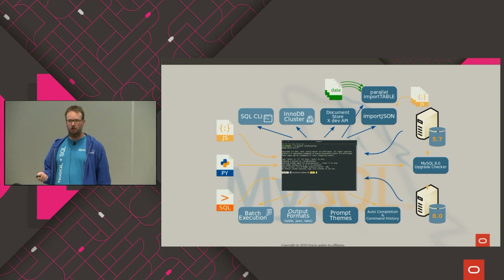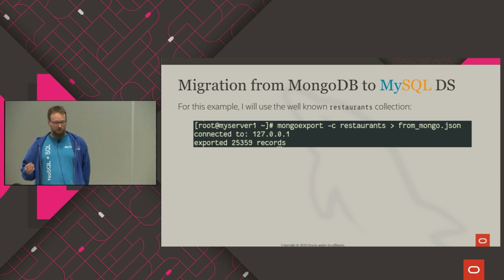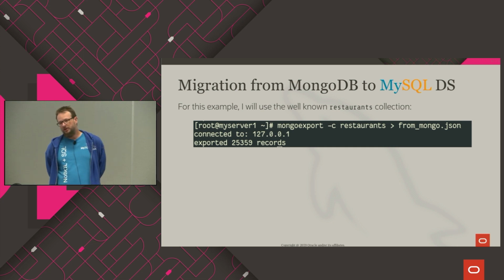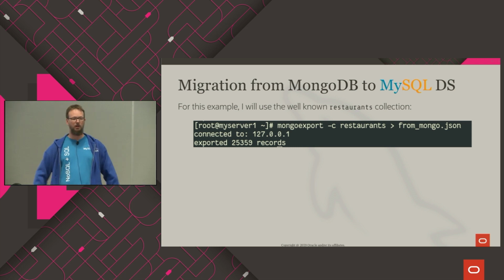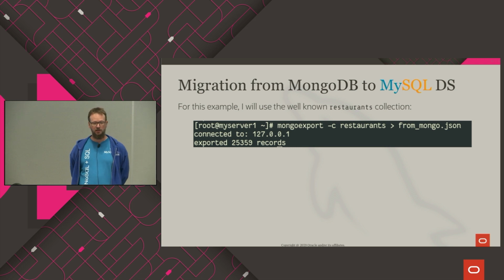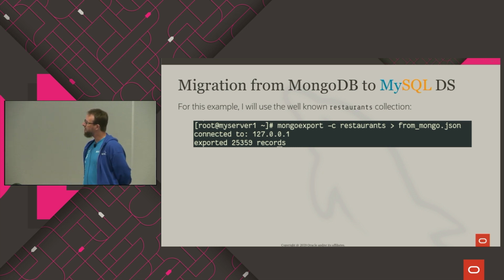So now let's go back to our document store. Migration from MongoDB to MySQL. MongoDB is maybe one of the most popular document stores around. If you want to migrate out of MongoDB to MySQL, I want to show you how to do this. I think the best example was to use the restaurants collection that everybody using MongoDB did at least once using the tutorial.